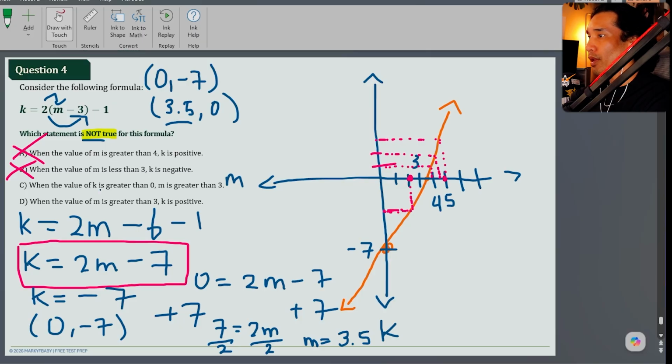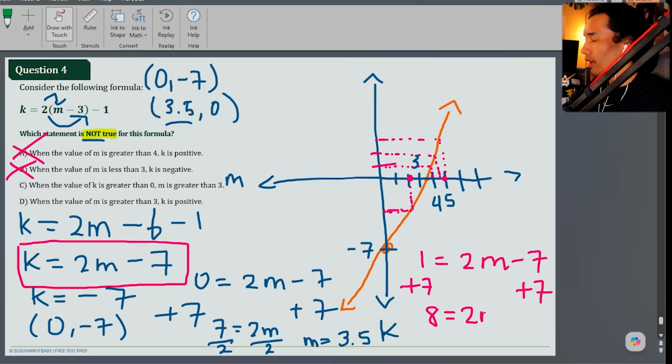I could further confirm this by doing this. It says here when the value of K is greater than 3. So K greater than 3. I'm going to make K greater than 0, so I could choose K as 1. And I'm going to plug in 1 into our equation here. So 1 is equal to 2m minus 7. Plus 7, that's going to give me 8 is equal to 2m. Divide by 2, cross those out. What is 8 divided by 2? That's going to give us 4. I'm going to write it up top here. M is equal to 4.